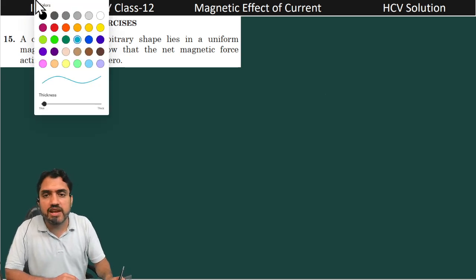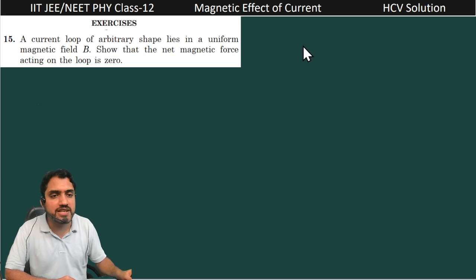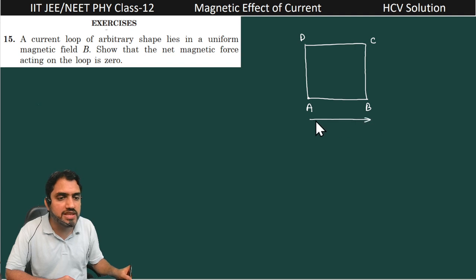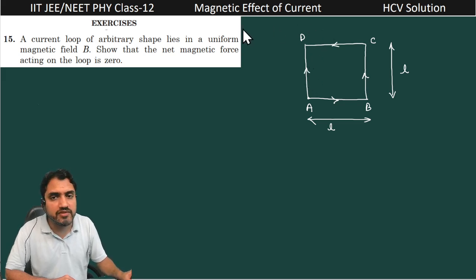If we take any kind of arbitrary loop, let us consider one square loop. This square loop has four sides, AB, BC, CD, and DA, of equal length. So this length is equal to L, and this is also equal to L. Okay, a square.